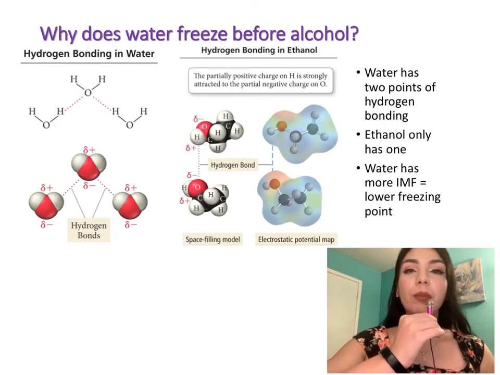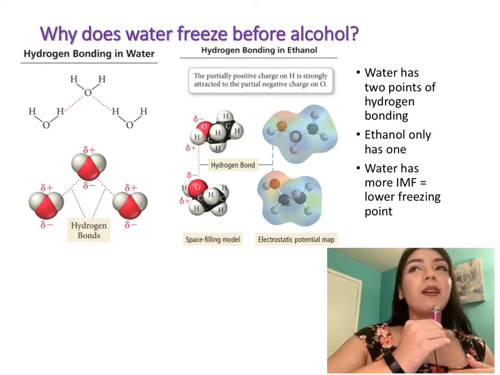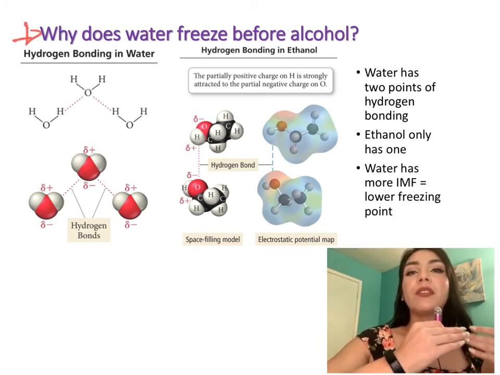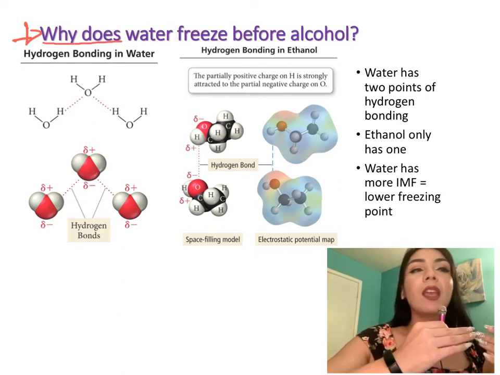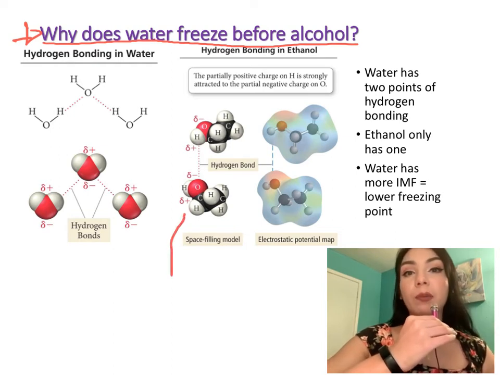So if you've ever placed a bottle of alcohol in the freezer, like a regular fridge freezer, you have probably noticed that it will cool down, but it won't freeze. So why doesn't it freeze while water does freeze at the temperature that the freezer is at? And this is because alcohol only has one point where it can hydrogen bond.